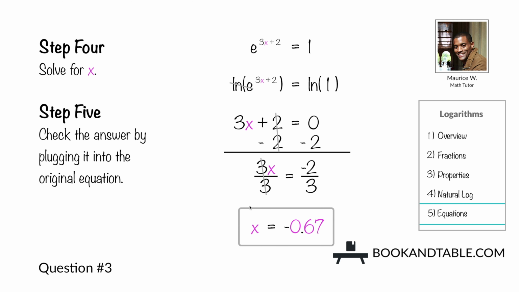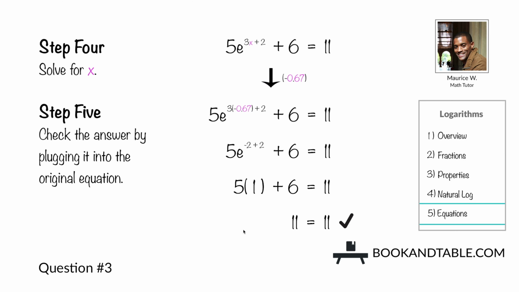And we can check the answer by plugging it into the original equation. So when we plug in negative 0.67, we get 3 times negative 2/3, which would be negative 2, plus 2. e raised to a power of 0 is 1. So we get 5 times 1. And 5 times 1 is 5. Plus 6 would give us 11. And 11 is equal to 11 confirms that x does equal negative 2/3 or negative 0.67.